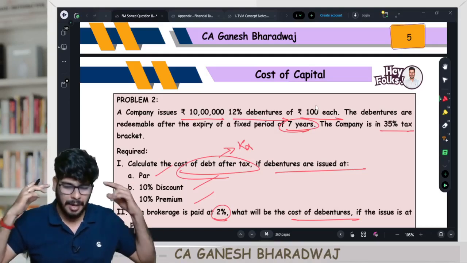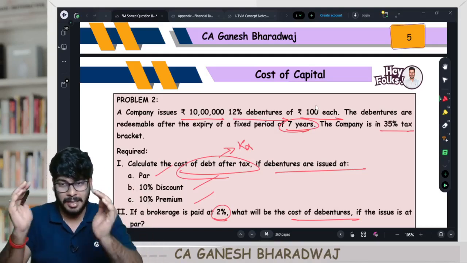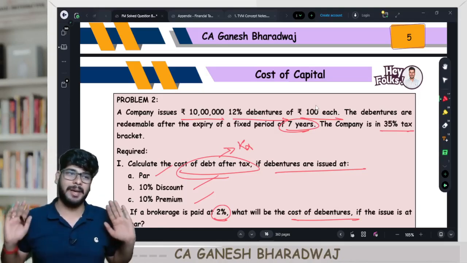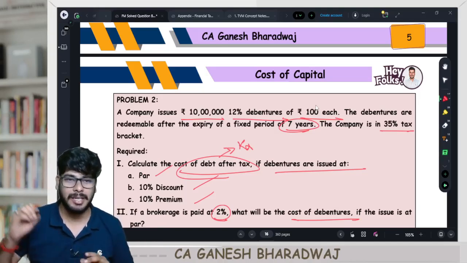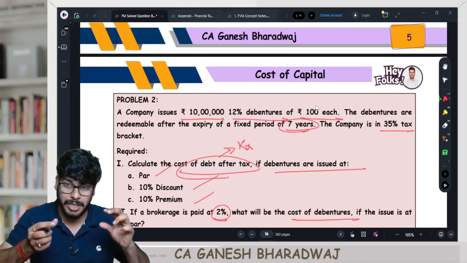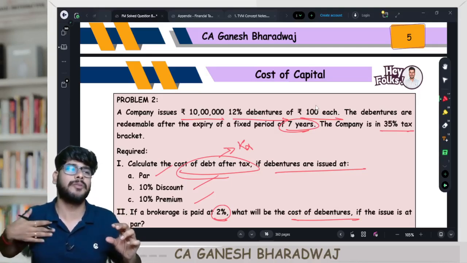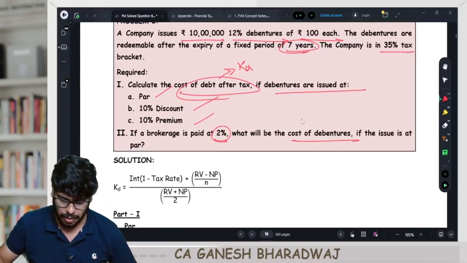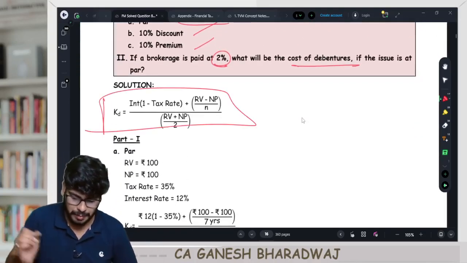So what is the formula? Come on, tell me. I into 1 minus t plus RV minus NP by N, the whole divided by RV plus NP by 2, right? Clear with this? NP stands for net proceeds. Net proceeds means issue price adjusted for flotation cost. From the viewpoint of the company, we are calculating the net amount, what I get today. Are you clear with this? Right. So now, the same formula is what is mentioned here.